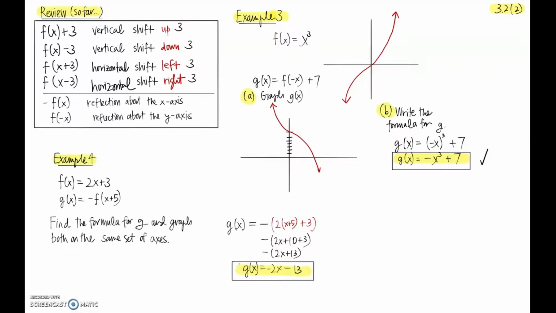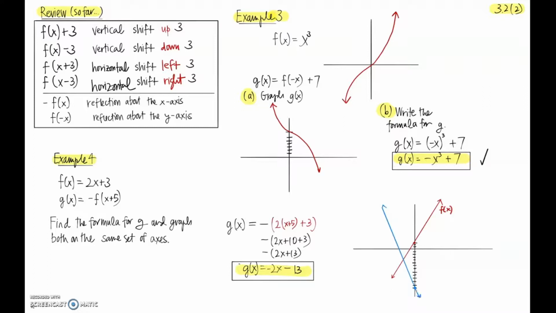And now let's go ahead and graph both the original parent function and then this transformed function on one set of axes. And my original function f goes through the point 0, 3 and has a slope of negative 2. No, has a slope of 2. So it looks generally something like this. So here's f of x. And then g of x has a vertical intercept of negative 13 and a slope of negative 2. So it looks something like this.